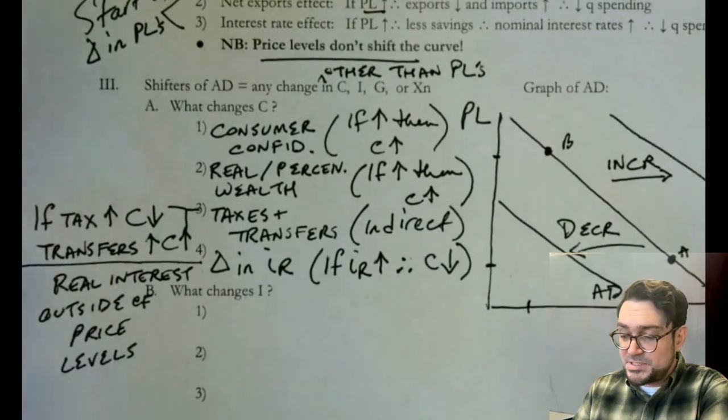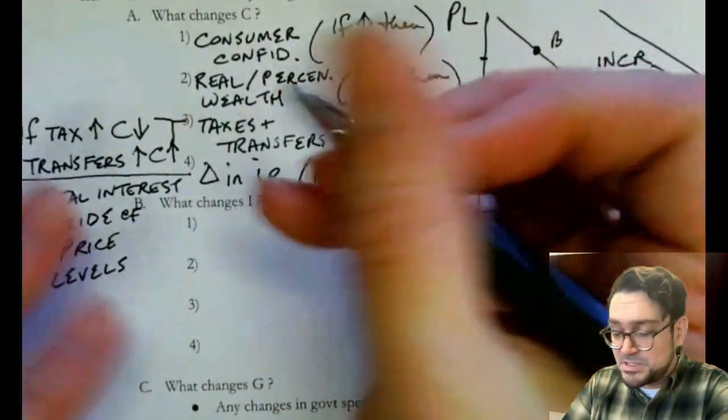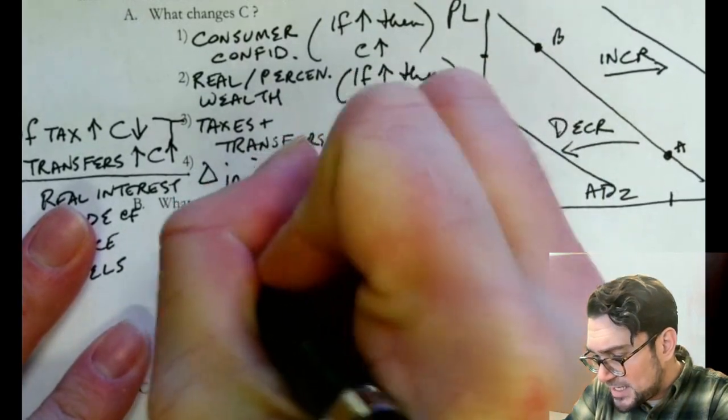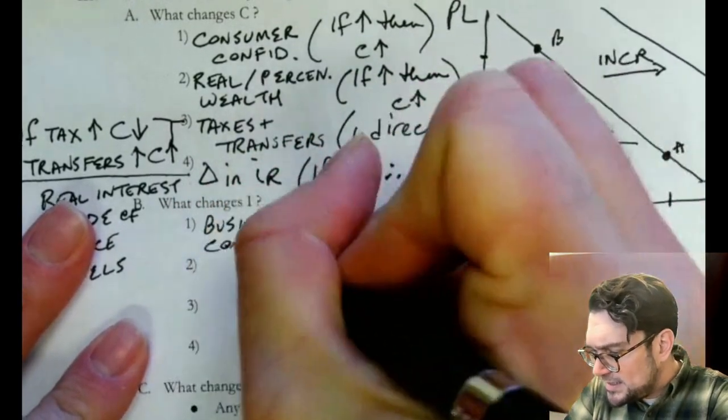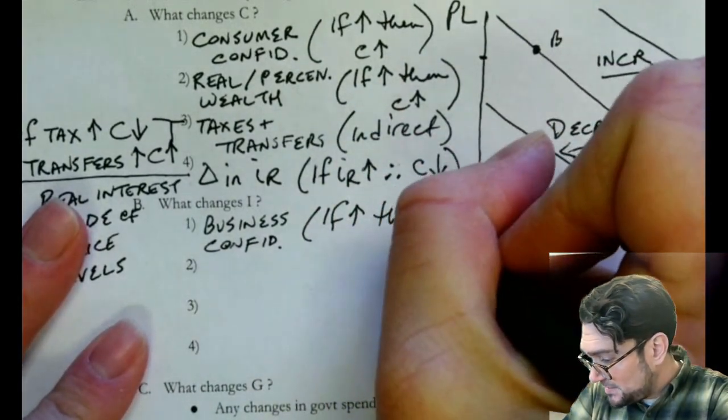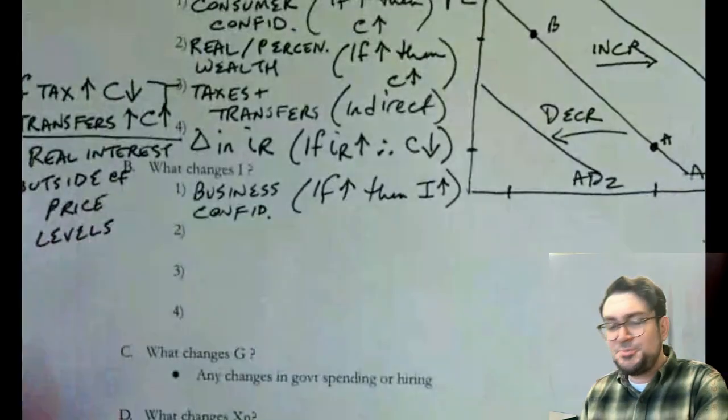Now, let's talk about investment spending. These are businesses predominantly that would make these decisions about investment spending. So we're going to say business confidence. And it operates in the same way that consumer confidence does. If it goes up, then investment spending will go up. And that should make sense, right?